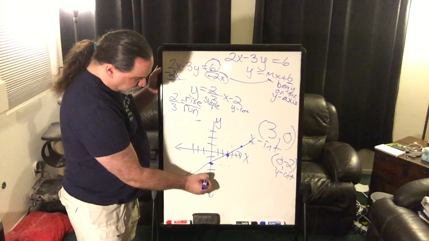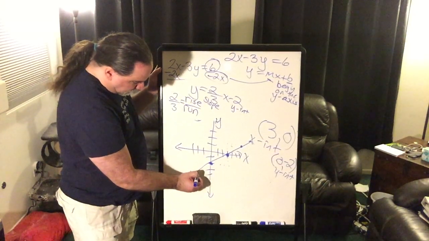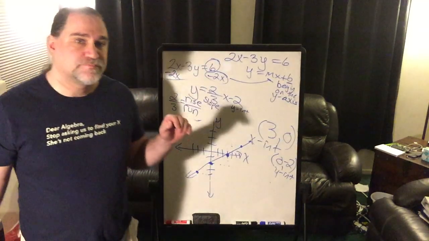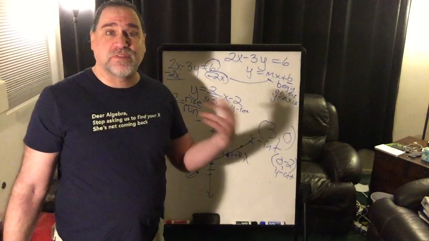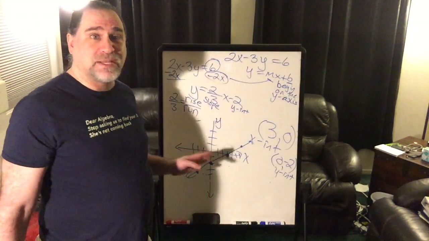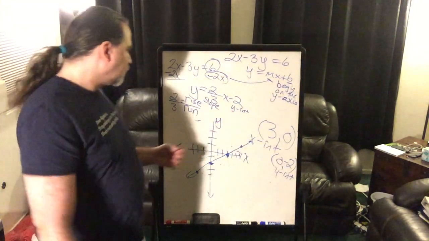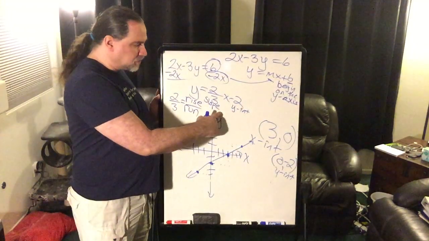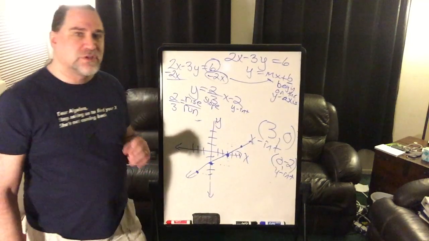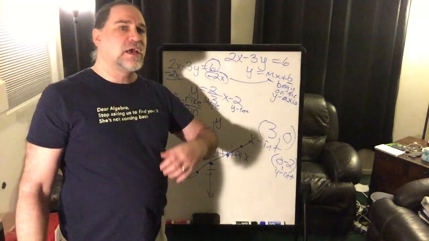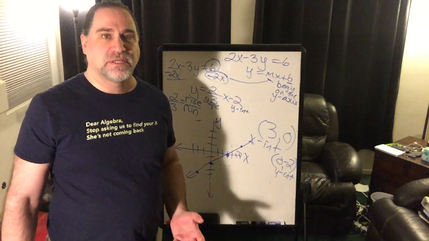Down 2 and back 3. Okay? Because a negative divided by a negative would have been a positive. So I can do it in either direction. That's how I can use slope and the y-intercept to graph a line super fast.